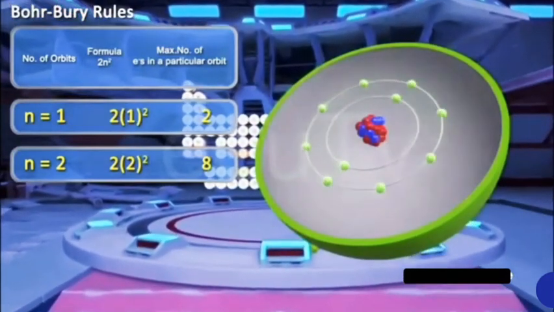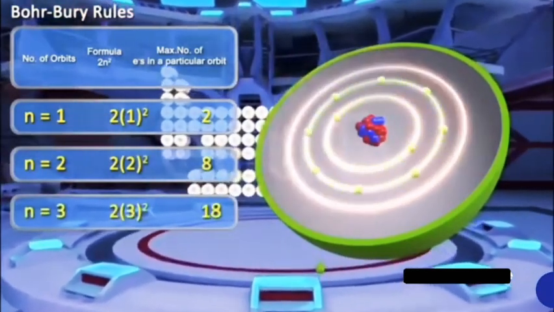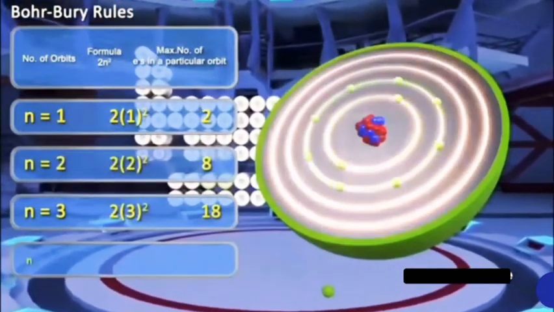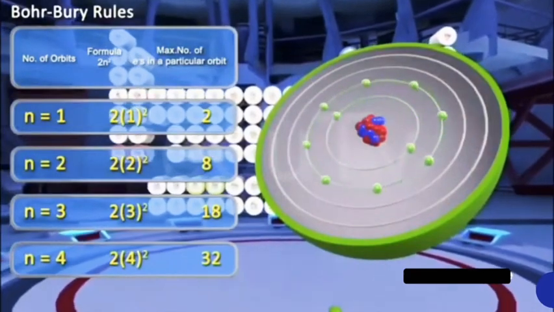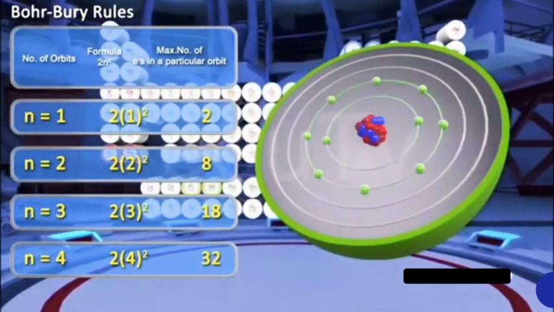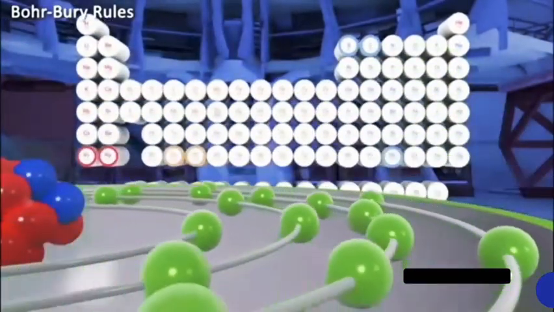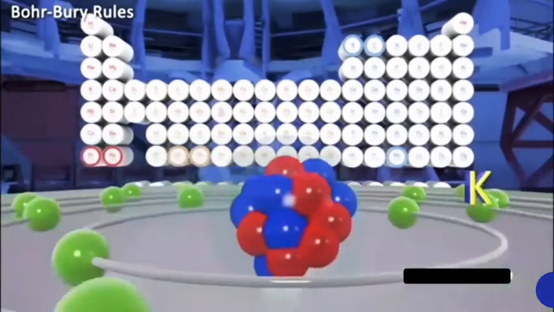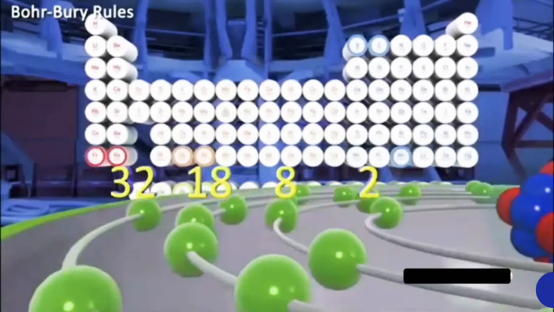Similarly, the third orbit or the shell M and the fourth orbit or the shell N can have a maximum of 18 and 32 electrons respectively. So the shells K, L, M and N can accommodate a maximum of 2, 8, 18, 32 electrons respectively.